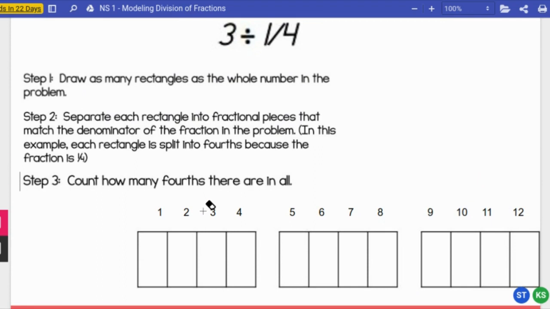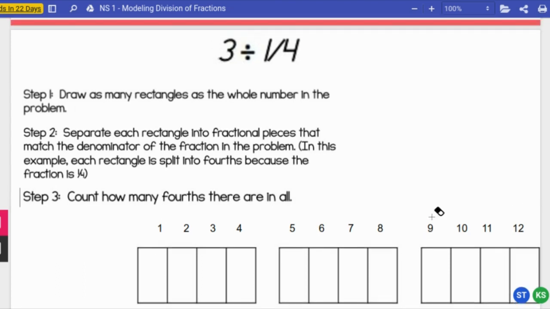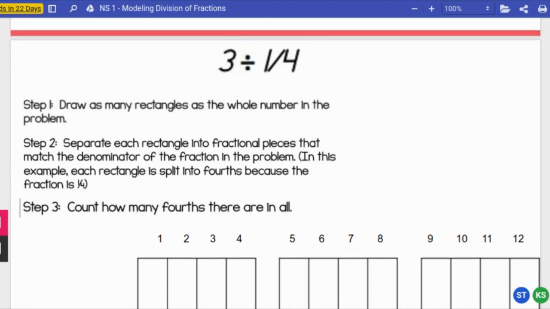So I take each of those rectangles and divide it into fourths. So you can see each rectangle is now in groups of 1/4, and then we count up how many fourths there are. So this would be one group of 1/4, a second group of 1/4, a third group of 1/4, and a fourth group of 1/4. So there are 4 in each of my wholes, so there are 12 1/4s all together. So 3 divided by 1/4 equals 12.